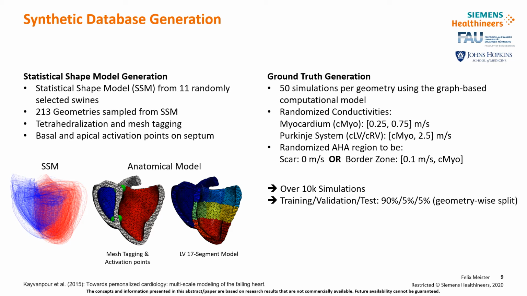In each simulation, the conductivities for the myocardium as well as the left and right Purkinje system were randomized. Furthermore, per simulation, one of the standardized 17 HA segments was set to be either non-conductive scar or slow conductive border zone. In total, over 10,000 simulations were generated. We split the data by geometry into 90% for training and 5% each for validation and testing.